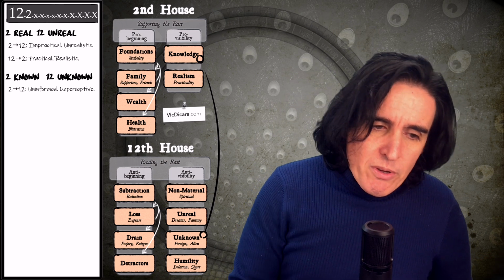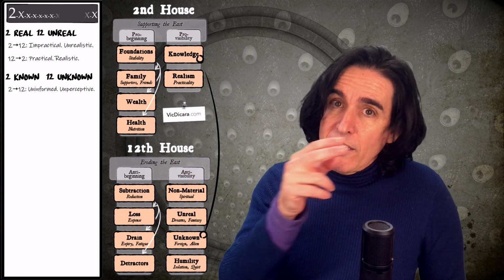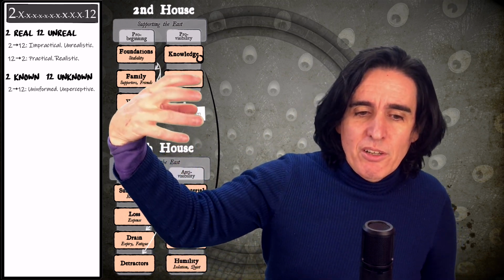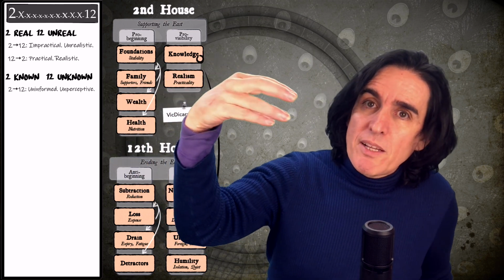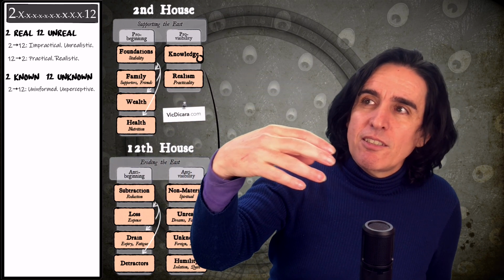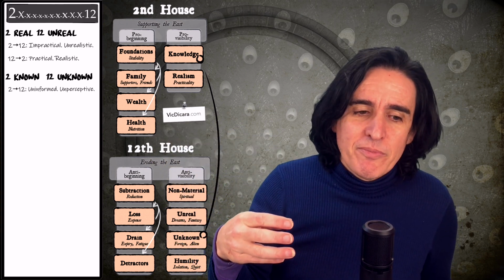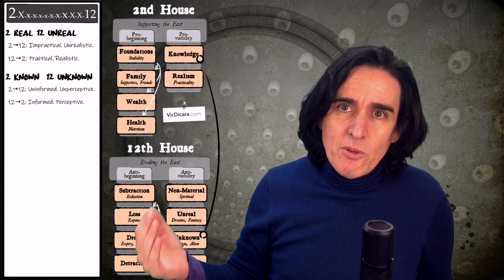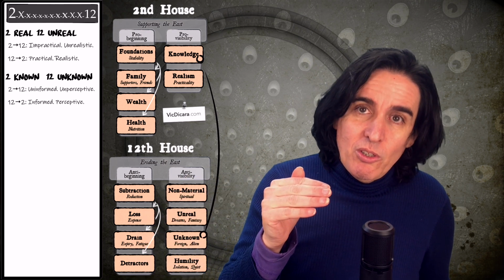If it goes the other way and the 12th lord comes to the second house, then you have the opposite thing. You have the lord of unknown going into the place of known. And so it's going to get information. So you have an informed person and a perceptive person when 12 comes to 2 or when 2 is supported by 12.